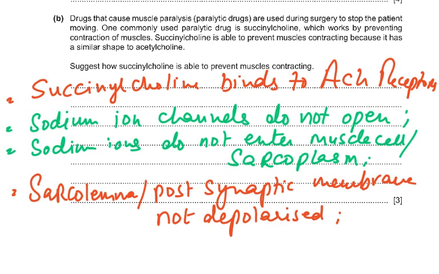So the marking scheme is very clear. Succinylcholine binds to acetylcholine receptors. Sodium ion channels do not open, sodium ions do not enter muscle cells. Sarcolemma or the postsynaptic membrane is not depolarized.